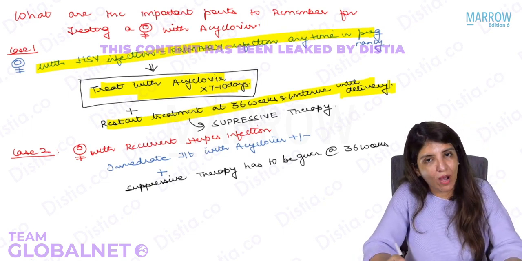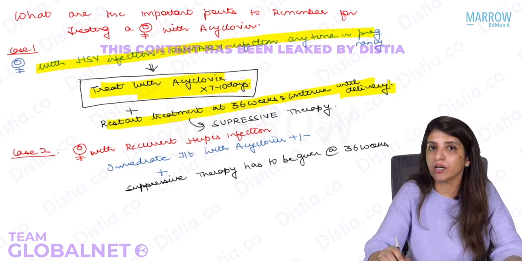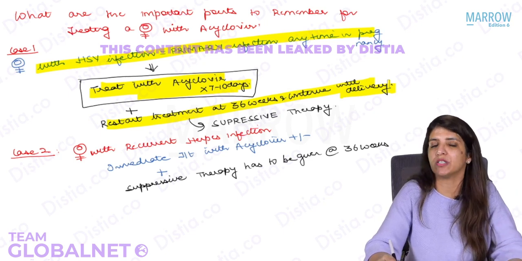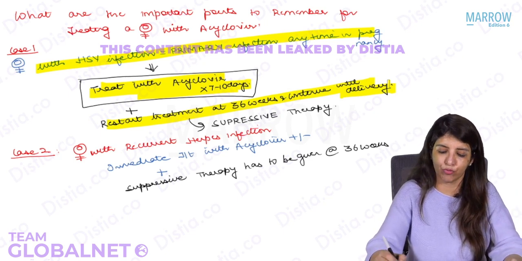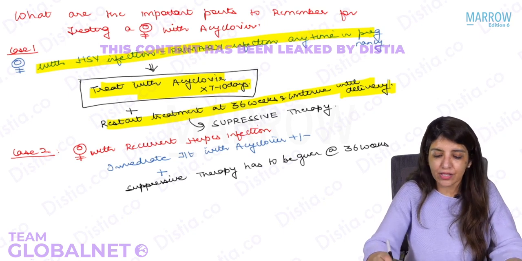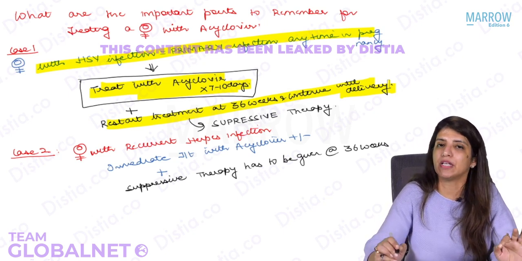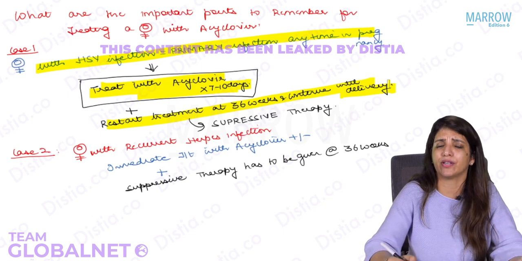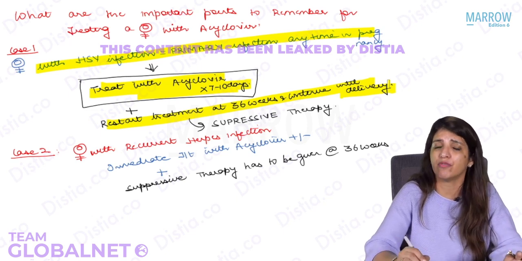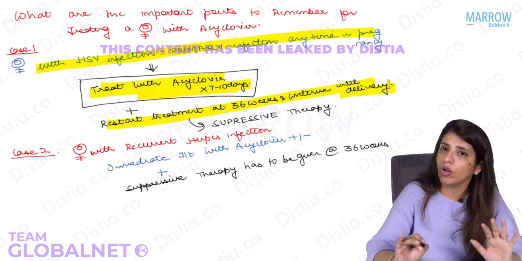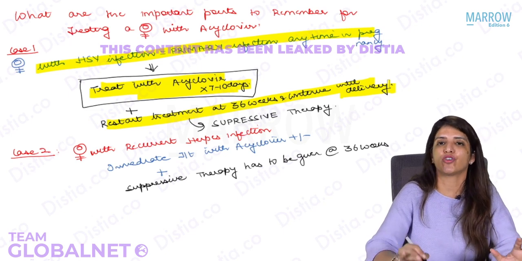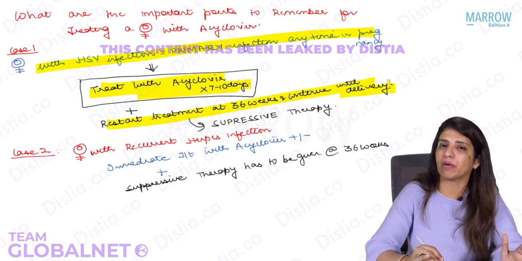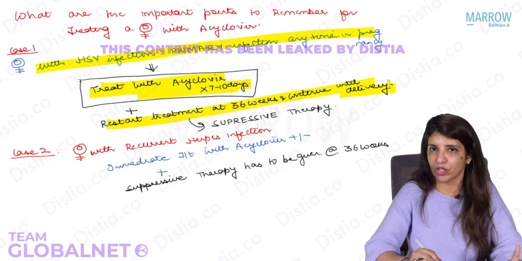So at that time you have to treat, plus for suppressive therapy, you have to restart the treatment at 36 weeks and continue it for 7 days. Right? This is if the mother has herpes genitalis or herpes simplex virus infection for the first time in pregnancy, if it is a primary infection.